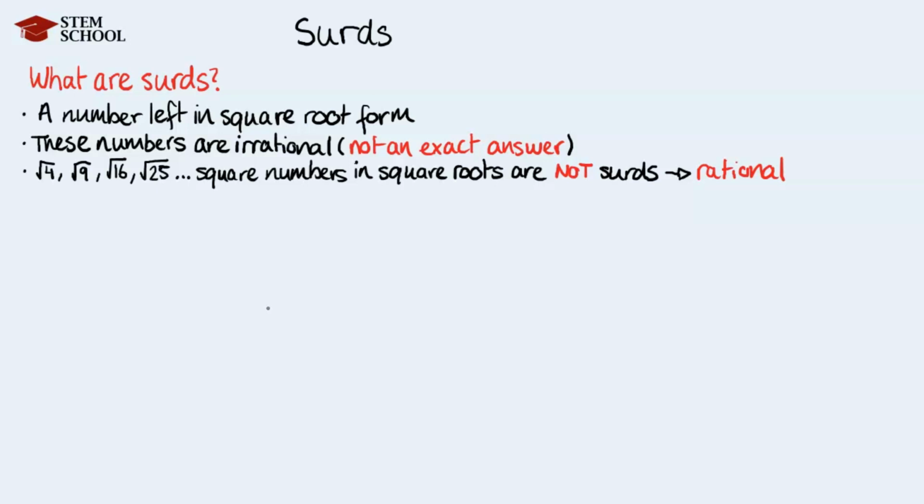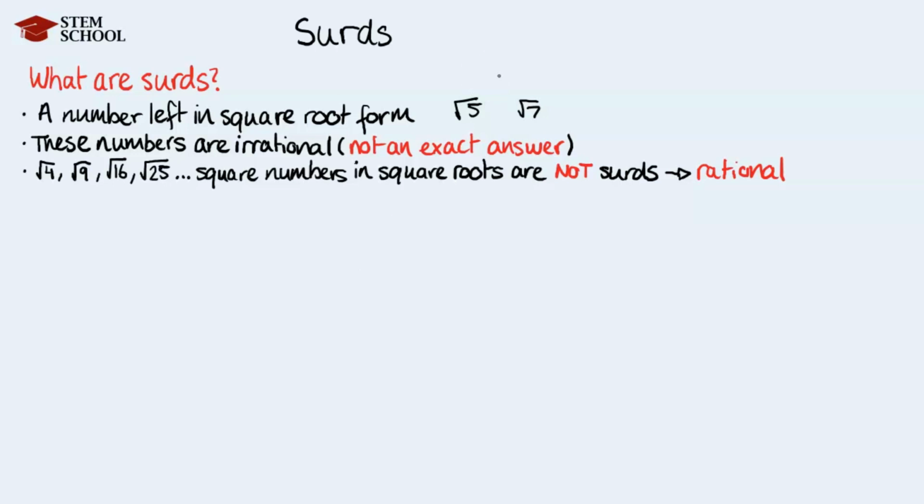So first things first, what are surds? A surd is just a number that's left in square root form. For instance, we can have root 5, we can have root 7, okay, these numbers are surds. What sets these numbers apart is that they are irrational, which means you don't have an exact answer, and you can't write it as a fraction either. In other words, if you were to write root 5 and root 7 as a decimal, it would go on forever.